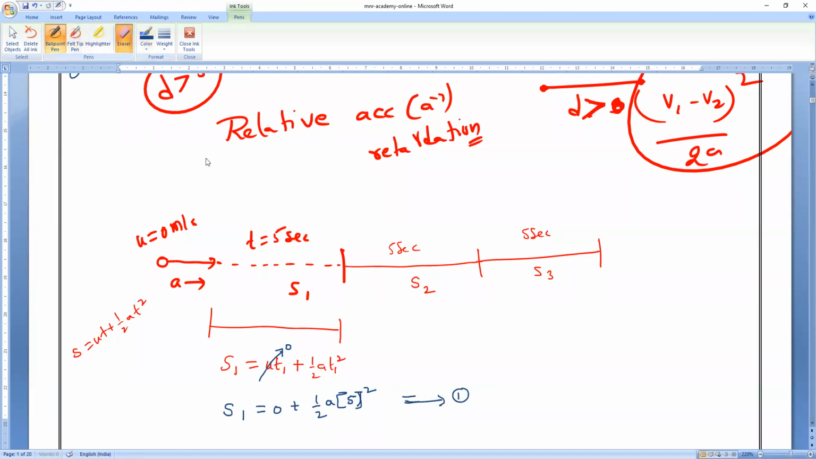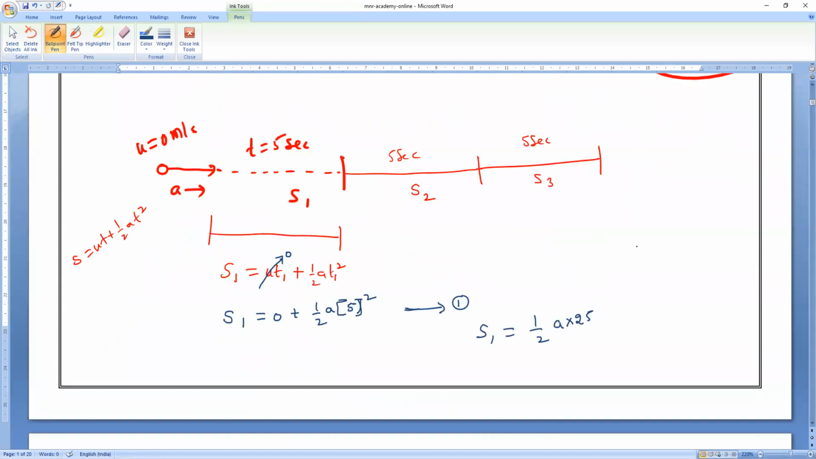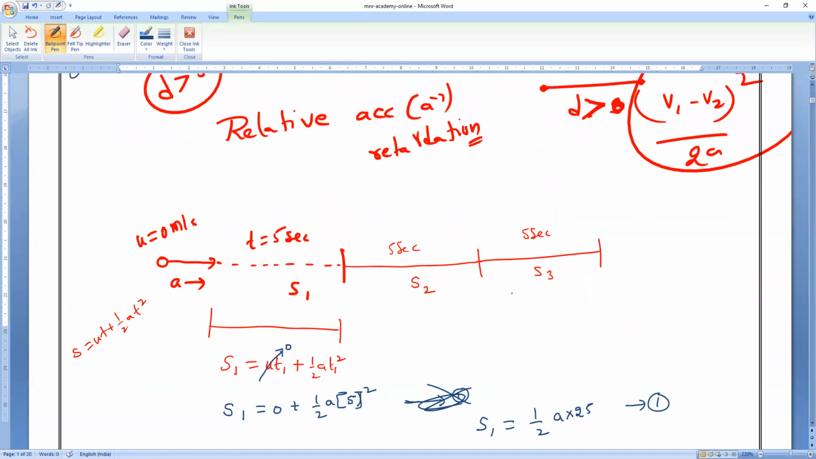Now if you observe very carefully, I can write S1 is equal to half A into 25. Let me consider this as equation number 1. Anybody having any problem? Clear? Now, we forget about S3. I want to find S2, but I know the total time. If I want to find S2, I find the total distance and subtract S1. Then I will get S2. Yes or no, guys?